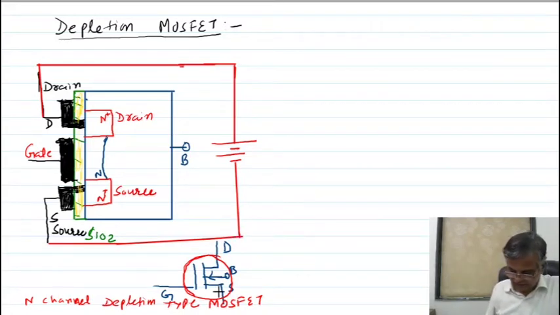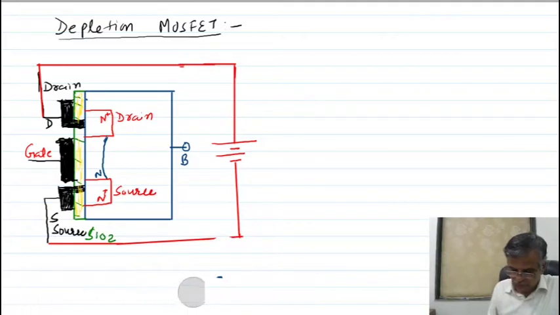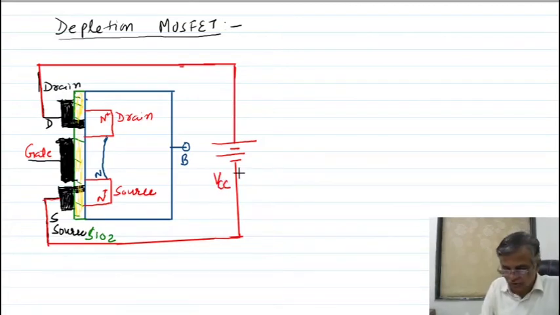Look here, let me remove this diagram so you will not get confused. You already know the symbol. Look here, between drain and source you have connected a supply, or sometimes we add VDD also.